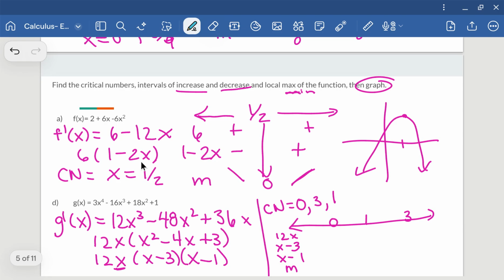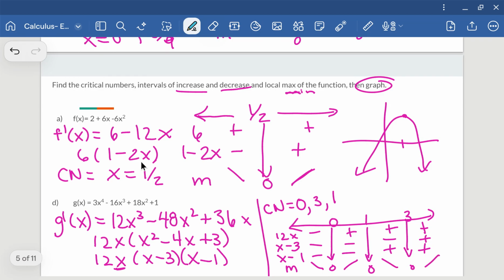For 12x, anything less than 0 will be negative, between 0 and 1 will be positive, and then it just stays positive the rest of the way. And again, reminder, at those critical numbers, it will be 0. For x minus 3, anything less than 3 will be negative, greater than 3 will be positive. And x minus 1, anything less than 1 will be negative, and then will be positive. So looking at our slope, for that first section, it will be negative, and then positive, then negative, and then positive.